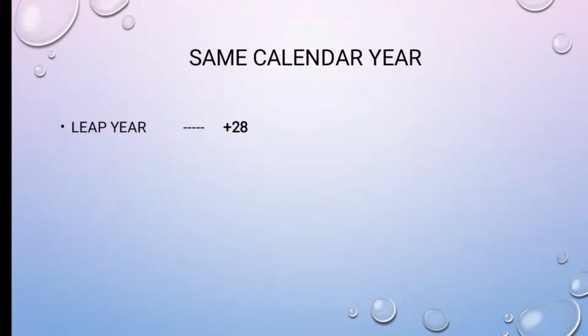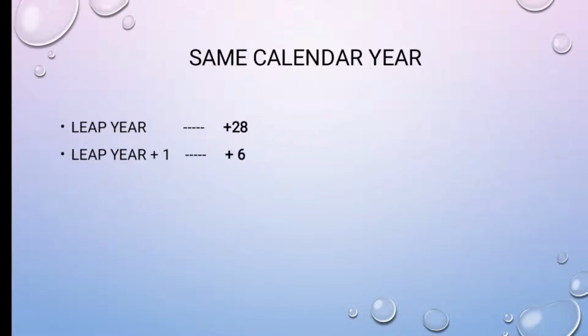Now here, when the year is a leap year, let's say this year 2020, 2020 is a leap year, to find the same calendar year you'll have to add 28 to that year.